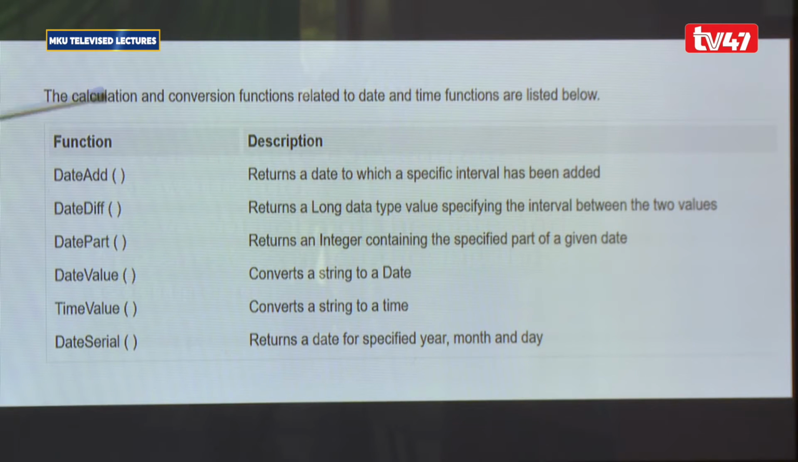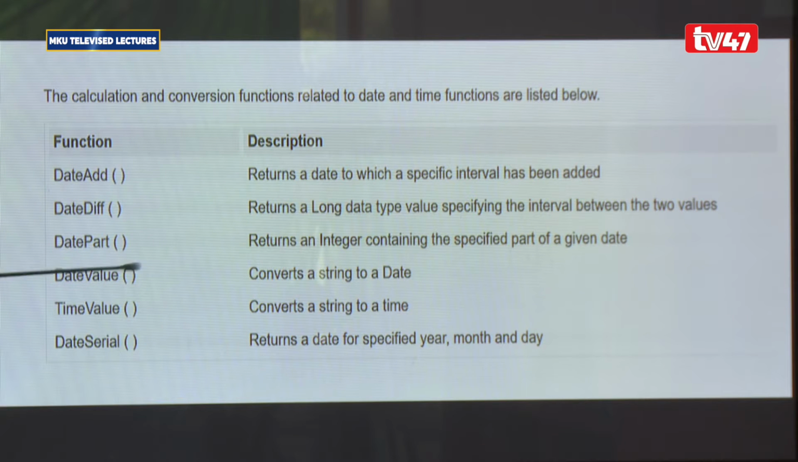So we have the calculation and conversion functions that are related to date and times. You can use these functions. So for example, the date add function returns a date to which a specific interval has been added. So that is when we are using intervals. We have date difference functions that will be used to return a long date type value specifying the interval between the two values. So later we'll be using these functions in writing our projects, and we'll choose from these functions.